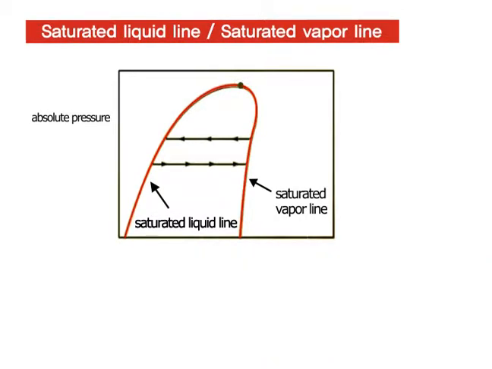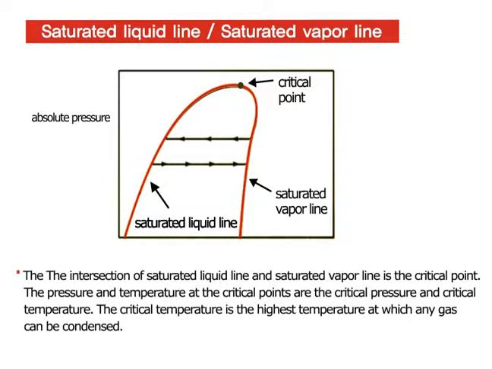The critical point. The intersection of the saturated liquid line and saturated vapor line is the critical point. The pressure and temperature at the critical point are the critical pressure and critical temperature. The critical temperature is the highest temperature at which any gas can be condensed.